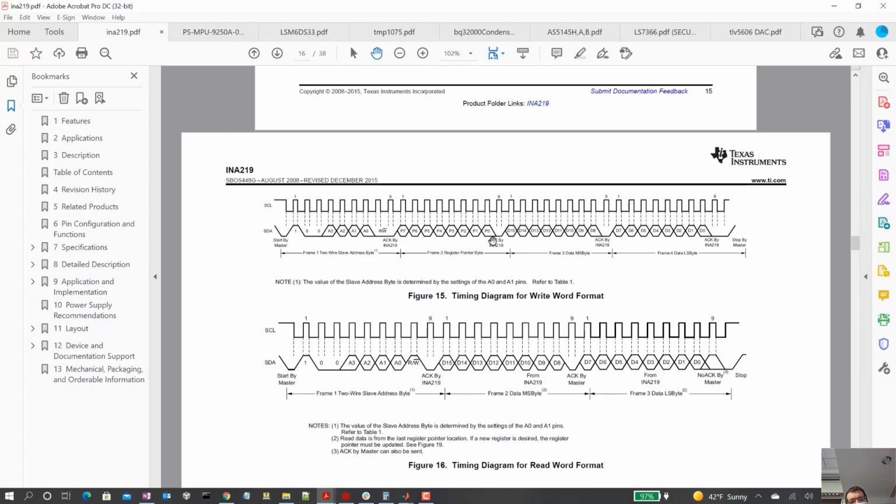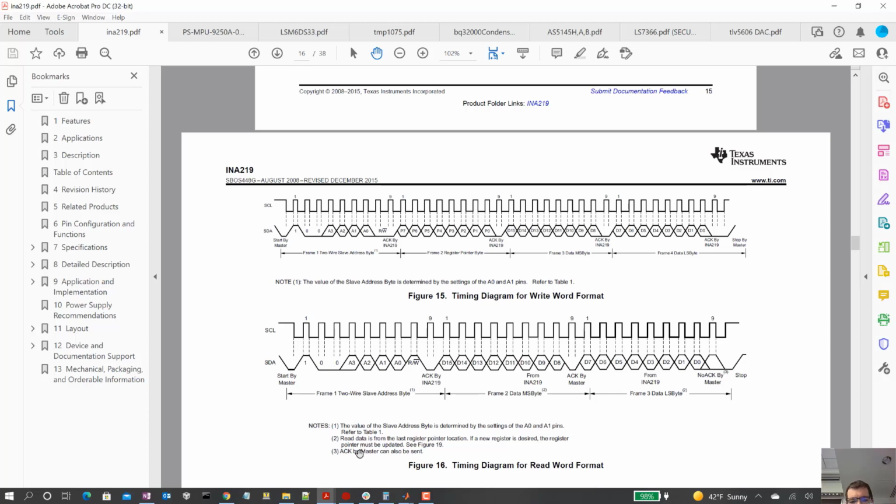Well, this looks pretty standard. You send a start condition, you send over your address, and then you say you want to write. Then you send over what register you want to talk to. They call it, again, the register pointer byte. Then you send over the most significant bits, acknowledge, least significant bits, acknowledge. Okay, so you write to your device that way.